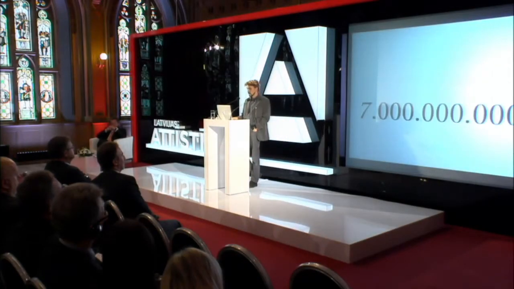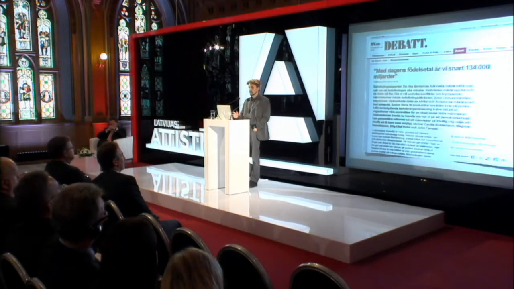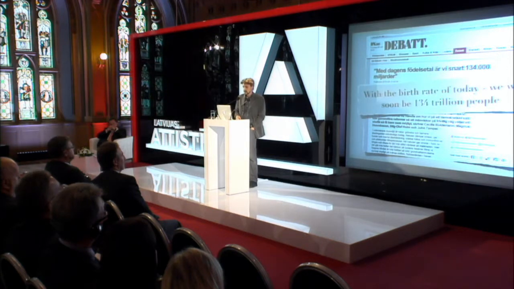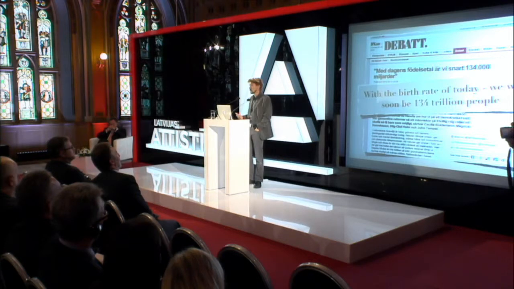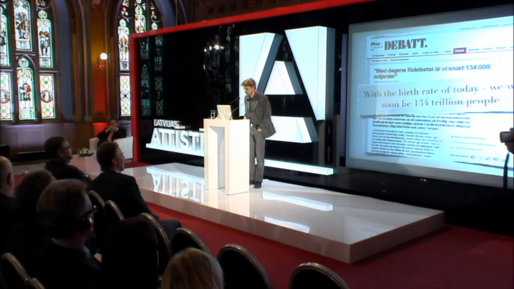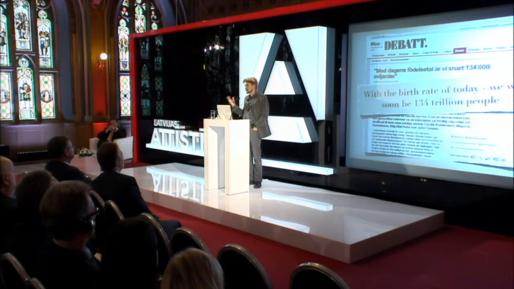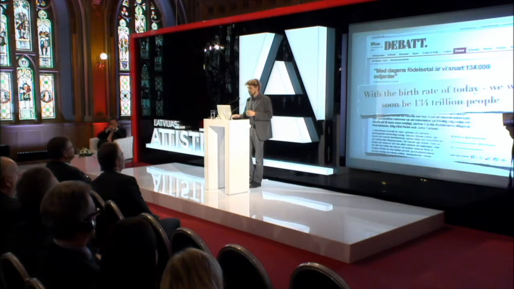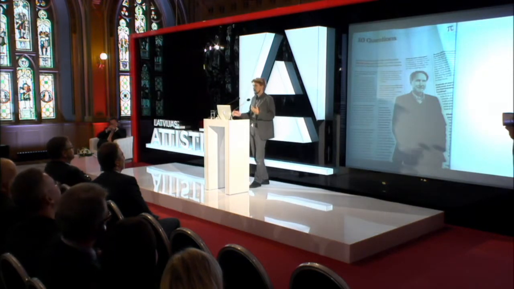Is the population growing everywhere? Well, now we're 7 billion people, as I said. This was a paper that was in a Swedish magazine 2 years ago. With the birth rate of today, we will soon be 134 trillion people on this planet. Obviously it's wrong, especially the word soon. We will not soon be 134 trillion people. And you can get scared if you have that with your morning coffee. Where are those people? But this is a misconception that goes everywhere.